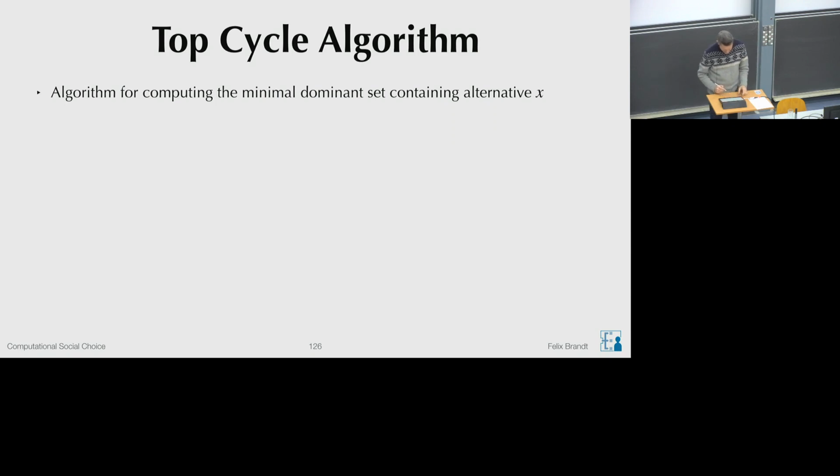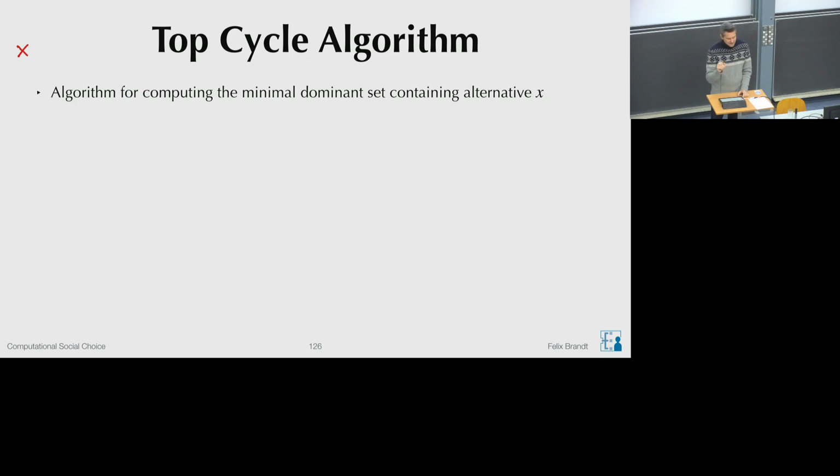And how can we find the minimal dominant set containing some alternative x? Let me try to draw it here. We have a working set that in the beginning only consists of x, and then we add alternatives that definitely need to be added in order to make this a dominant set. Which alternatives would need to be added if we start with a singleton set x, because otherwise this set cannot be a dominant set? Right, exactly. All alternatives that have an incoming edge to x need to be added for sure, otherwise we can never make this into a dominant set that contains this given starting alternative x.